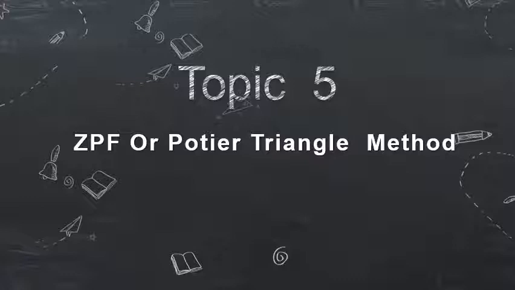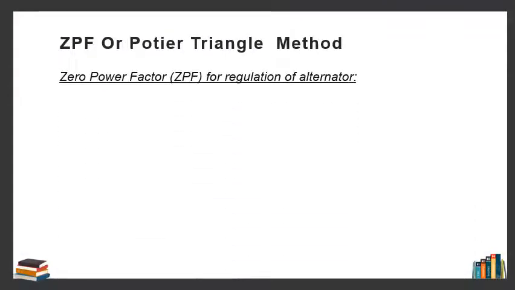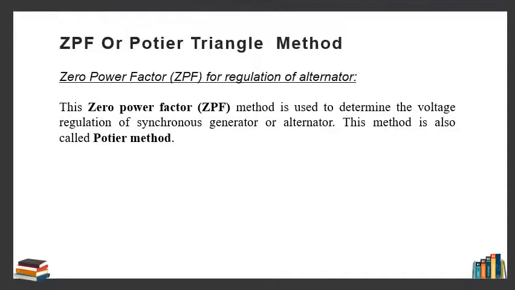So today's topic is the zero power factor or Potier triangle method to find out the voltage regulation of the alternator. This zero power factor ZPF method is used to determine the voltage regulation of a synchronous generator or alternator. Synchronous generator को ही हम alternator बोलते हैं. This method is also called the Potier triangle method क्योंकि इसमें एक ट्राइंगल के थ्रू हम मेथड को सॉल्व करते हैं, ठीक है, जो कि पोटियर ने डेवलप की इस मेथड को. So this is called the Potier triangle method.